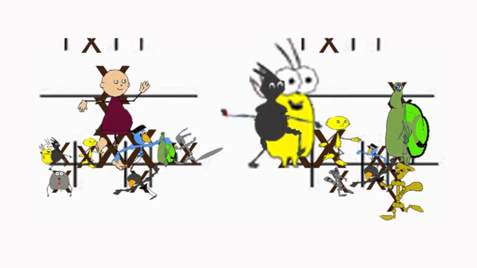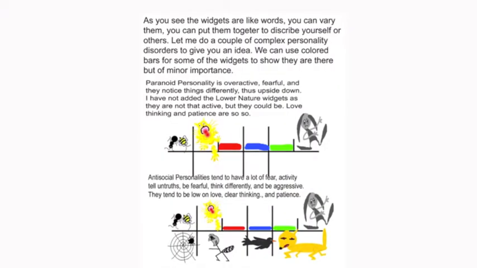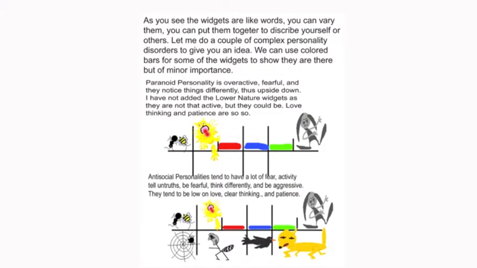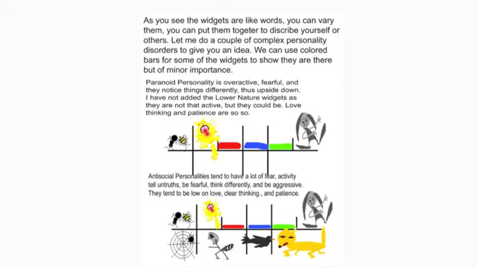For Frank, we could say he sees a lot and hears a lot. He's a bit paranoid, quite patient. He may be a little greedy, a little weird, and a little bit aggressive. As you see, the widgets are like words. You can vary them, you can put them together to describe yourself or others.